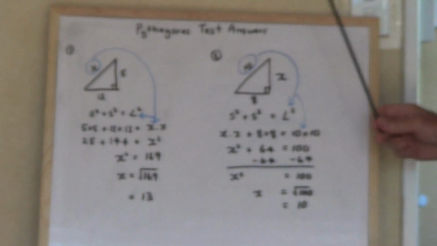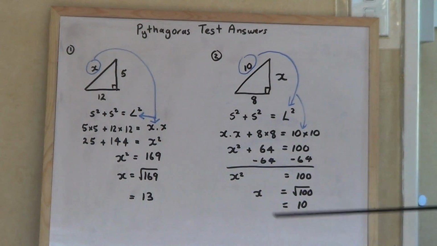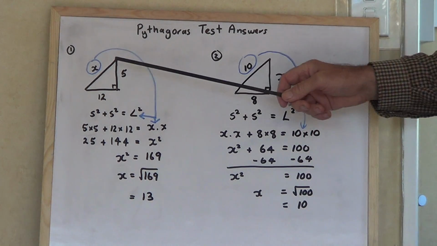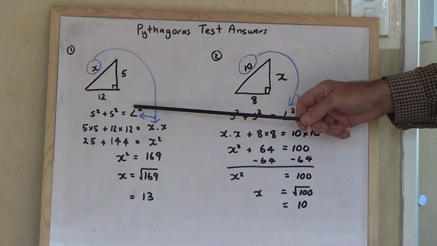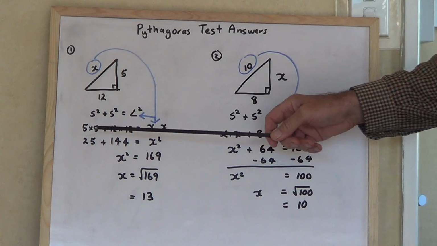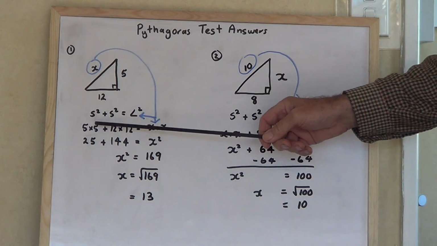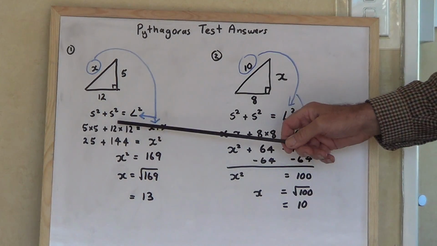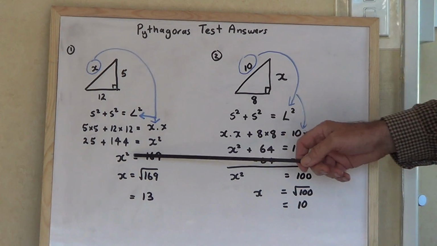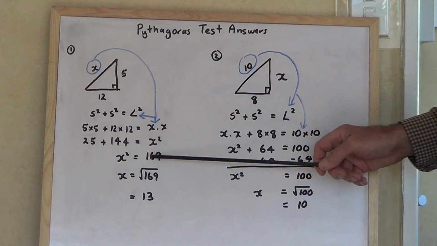Right, here are the test answers. You've done the test. You write down short squared plus short squared equals long squared. Circle the long side, goes there. You've got x times x, 5 times 5, 12 times 12. 5 times 5 is 25, 12 times 12 is 144. Add them together, you get 169, and x squared is 169.